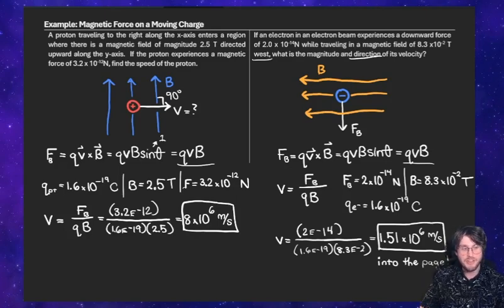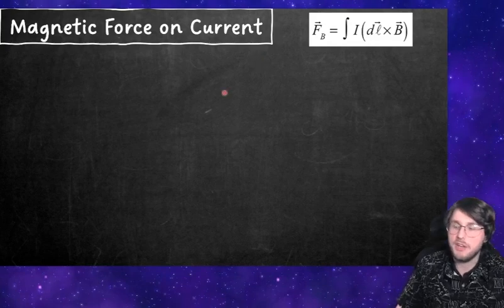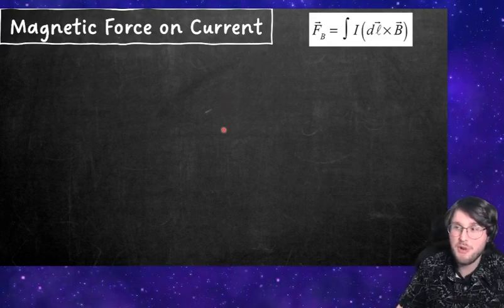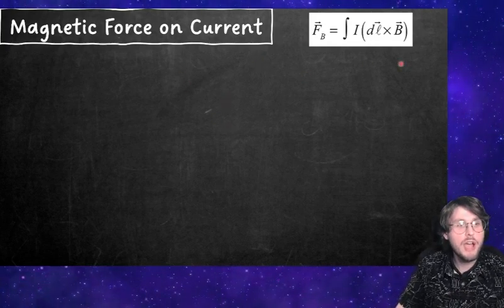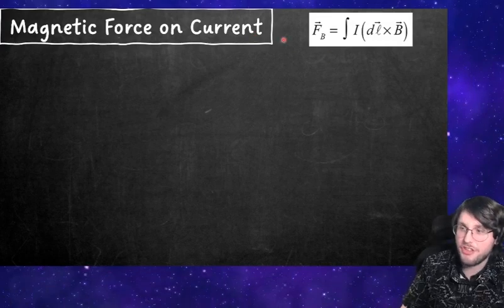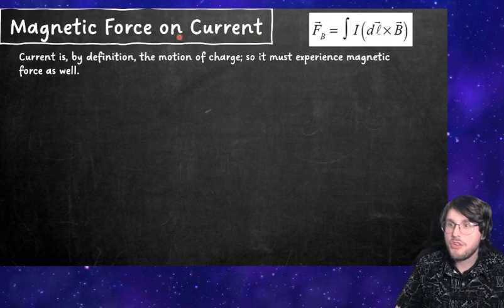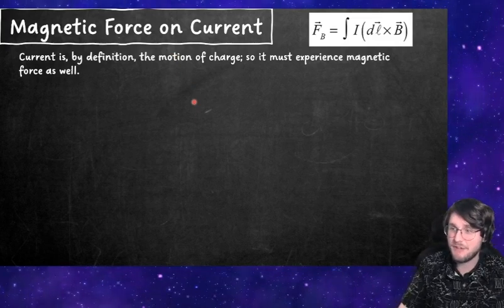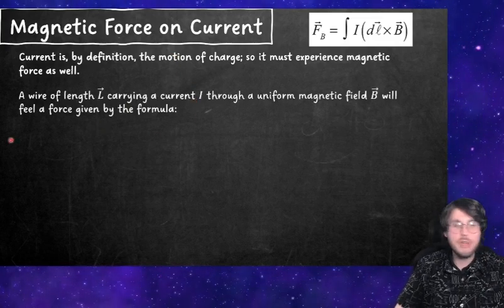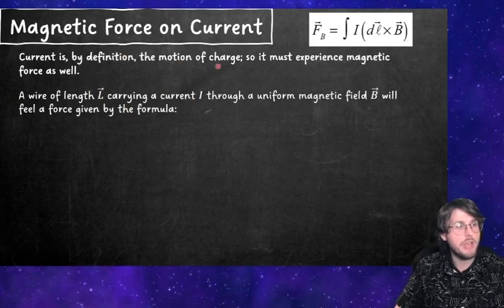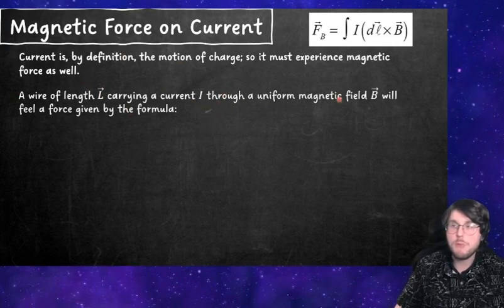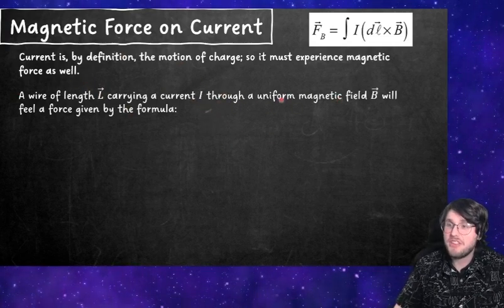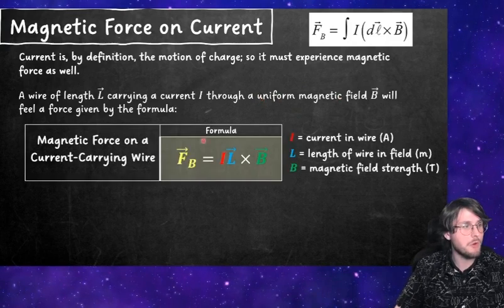All right, what's next? The last thing I want to talk about is the other scenario. So far, we've been focused on moving charges, so I figured I'd talk about continuous moving charges, otherwise known as current. Current is by definition the motion of charge, so it's got to experience a magnetic force as well. If we imagine a wire of length L carrying some current I through a uniform magnetic field, B, it's going to experience a force given by this formula here.